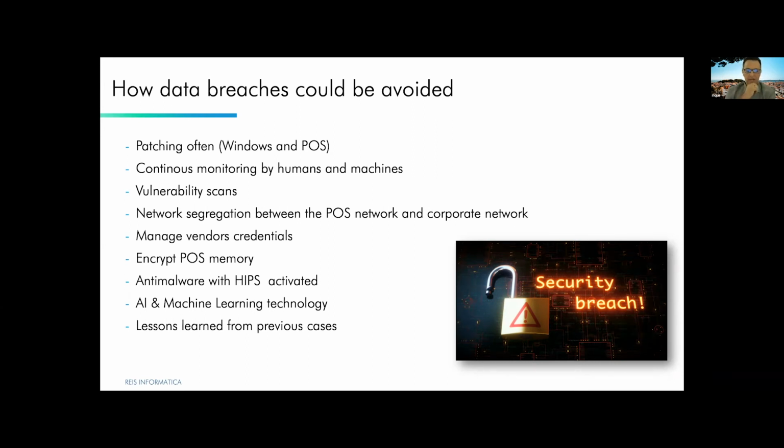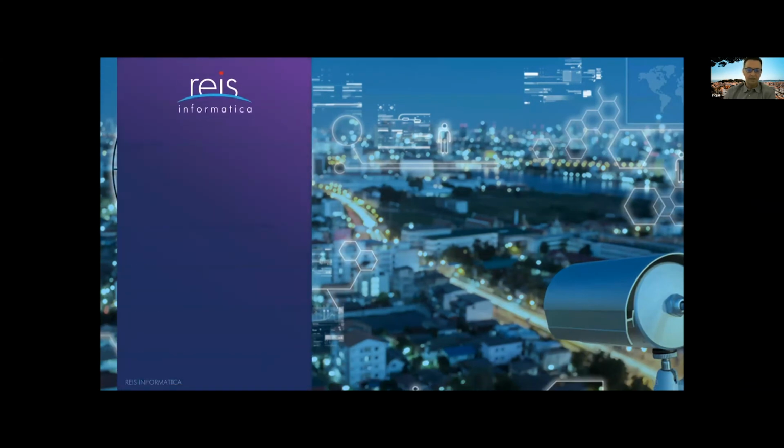If you have point of sale machines, and they have the ability to encrypt their memory, please do so. Have some anti-malware with host intrusion protection systems activated. There are good antivirus systems out there that have such features, that look to see if your machine is being breached and are able to take evasive action and help protect that particular machine or server. Some of the more advanced things that can be done include using AI and machine learning technology. Very good stuff is out there nowadays. And also learn from previous cases, such as Target and LifeLabs and other attacks that have happened in the past.